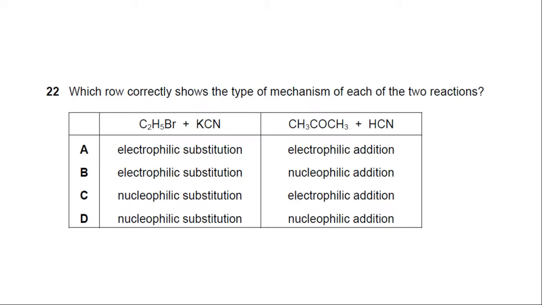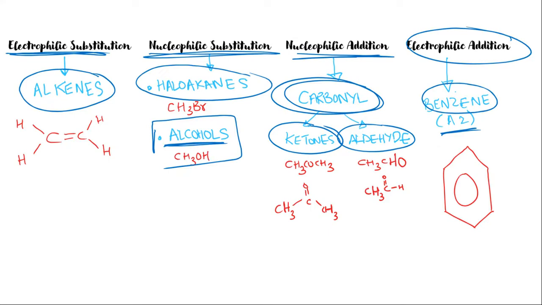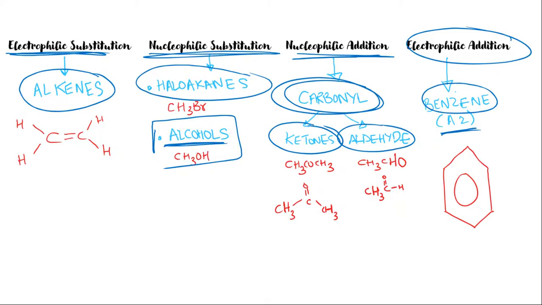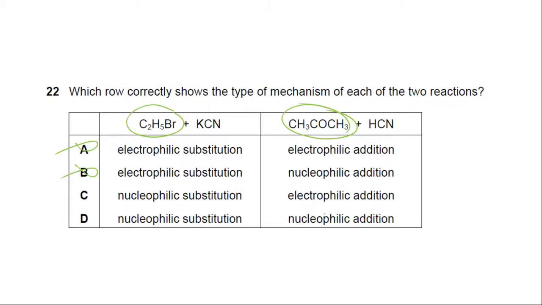So coming back here, what do I see here? I see a haloalkane, and haloalkanes undergo what? Nucleophilic substitution. So not electrophilic substitution, it would be nucleophilic substitution. What do we have here? We have a ketone, which is propanone, and your carbonyl carbon in ketones undergoes nucleophilic addition. So your answer would be D. Okay, moving on.